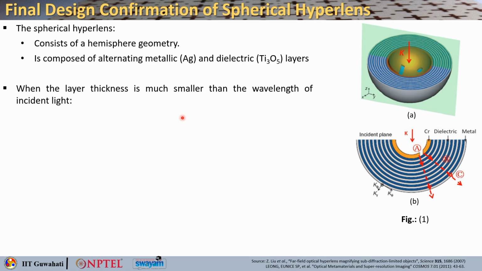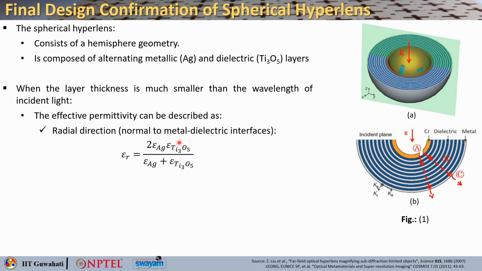Now, the thing to remember here is that you need to ensure that the layer thickness that you are using for making the hyperlens should be much smaller than the wavelength of the incident light. In doing so, you will be able to use effective permittivity. So, you can describe the effective permittivity along the radial direction, that is normal to this metal dielectric interface. So, these are metal and dielectric. The light color one is the metal, the dark color one shows the dielectric here.